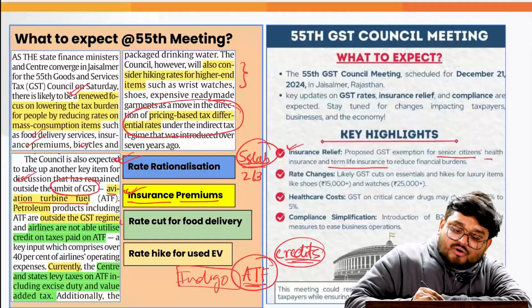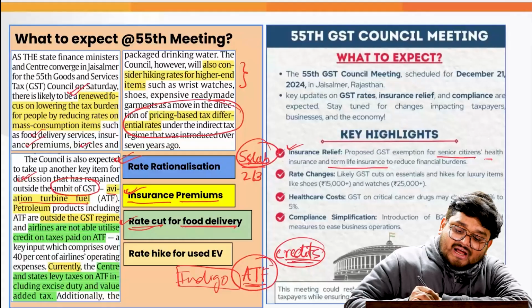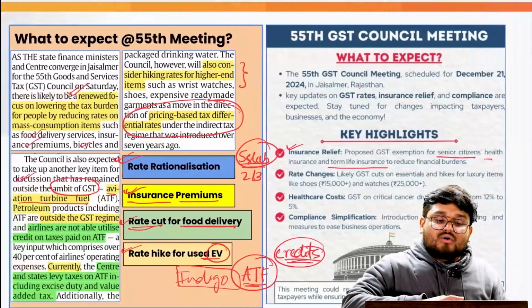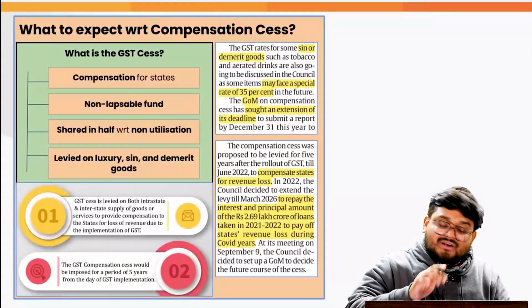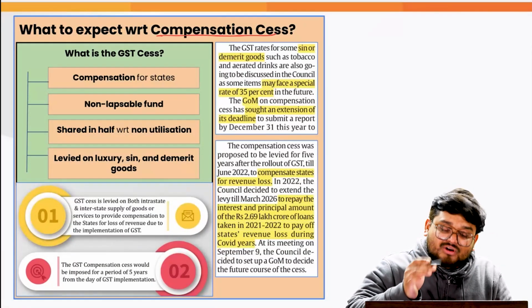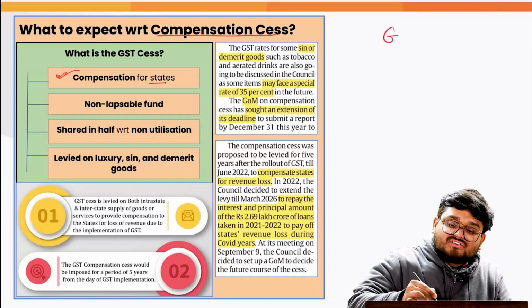Next, there can also be a rate cut for food delivery systems, and also a rate hike for used electric vehicles. And when we talk about the final say aspect here, it is about compensation cess. What is compensation cess all about? It is about compensation for the states to implement the GST.